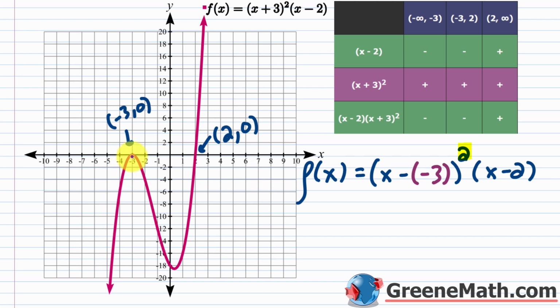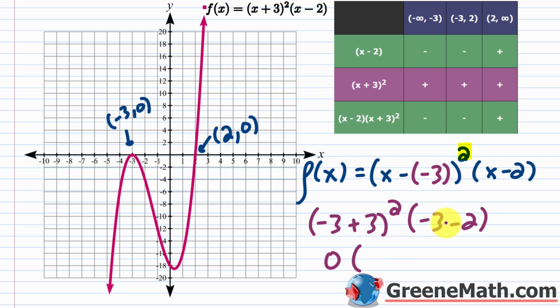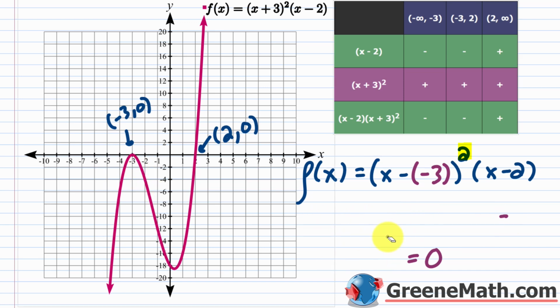I come up to the point where x equals -3. Let me write this out. This would be -3 plus 3 quantity squared, times -3 minus 2. All I'm doing is plugging in for x there. So this right here would be 0 squared, which is 0, times -3 minus 2, which is -5, and that is equal to 0. So this goes from negative, negative, negative to 0. And then on the other side of that, we're going back to having a positive times a negative again.